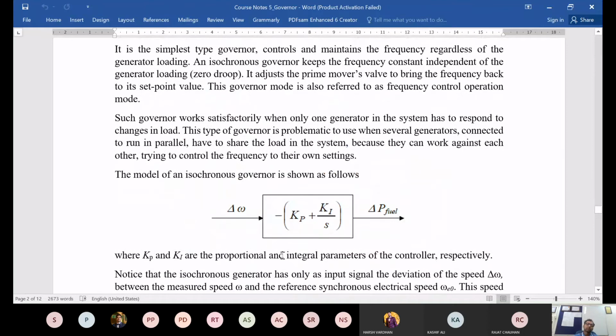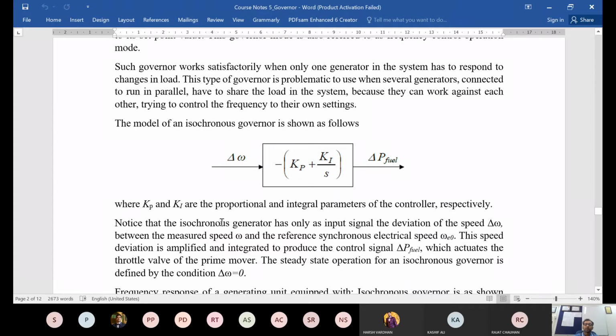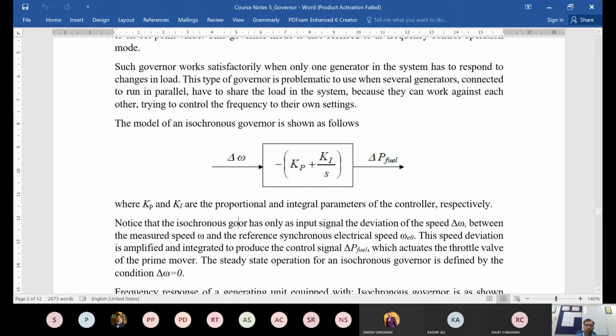So it can be implemented, as we discussed, with a PI type controller. So Kp is the proportionality constant of the proportional controller, Ki is the proportionality constant of the integral controller, and when you put the integral in the S domain, taking a Laplace transform, then that integral becomes Ki by S. So as you can notice, the isochronous generator, this should be isochronous governor, not the generator.